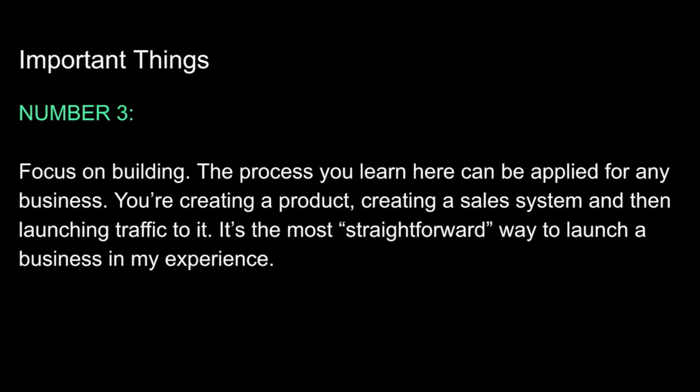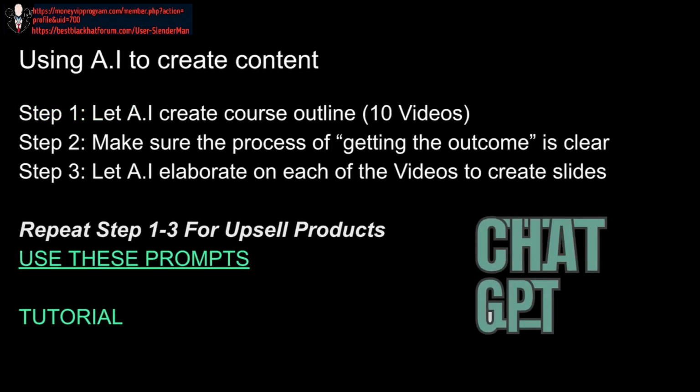And number three, focus on building. So the process you learn here can be applied for any business. You're creating a product, creating a sales system, and then launching traffic to it. It's the most straightforward way to launch any business in my experience. So you can use this process to basically do anything you like, not only sell online courses, but also sell e-commerce products, because in the end, it's all the same. It doesn't matter which product you sell, it just matters what kind of sales system you have to sell this product. So guys, now we're gonna go over how to let AI create your course.